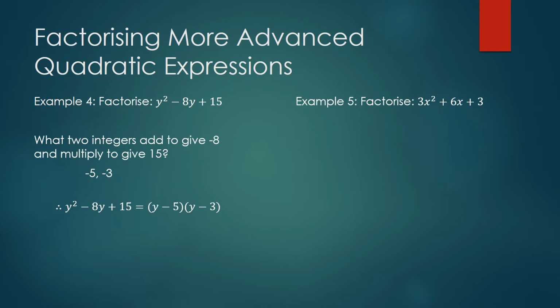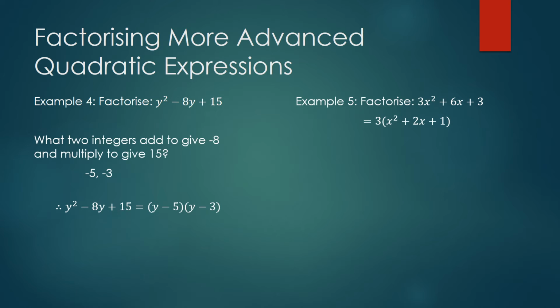Now for a bit of a throwback to the first two examples, the first step here is actually the very first step, which is to find the highest common factor, and it is, of course, 3. You will get 3(x squared plus 2x plus 1).